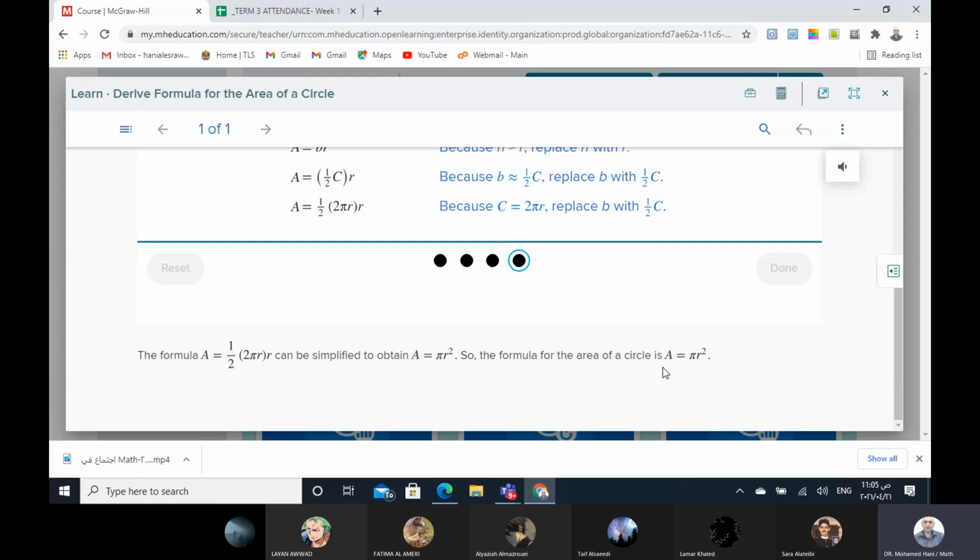So the formula will be what? The area of the circle equals pi times r squared.